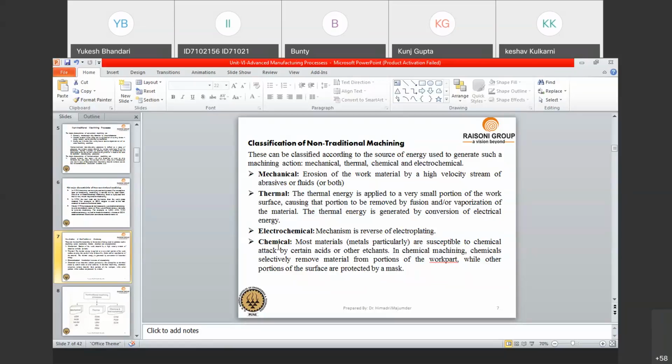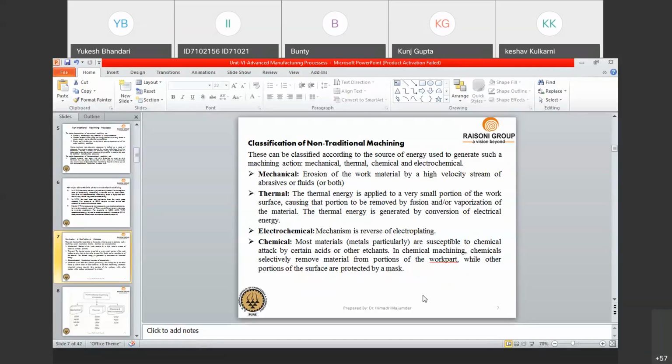Then electrochemical, like all of you may know, electroplating. In electroplating, by using different electrochemical energy sources, a layer of one material is formed on some workpiece. But when you do material removal, that means you need to remove the material. So you can say that is the reverse of electroplating. Material gets removed by the action of electrochemical energy from the workpiece.